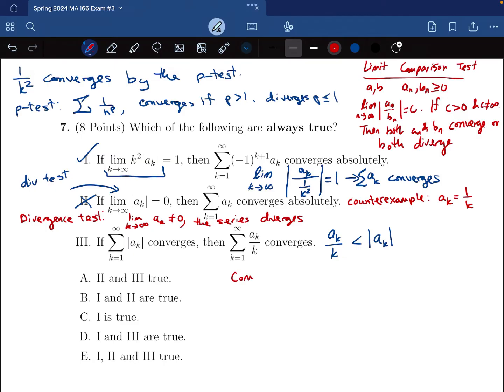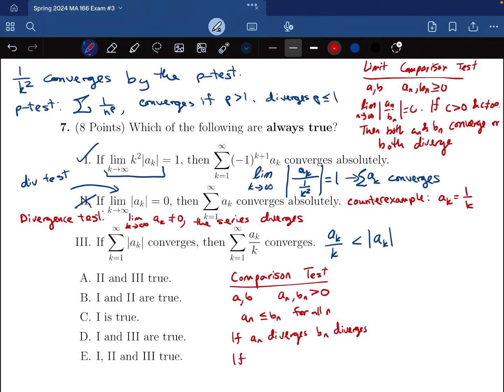We know that there is a test comparing two series, which is called the comparison test. Suppose we have a_n and b_n, and all terms in the series have to be greater than 0. If a_n is less than or equal to b_n for all n, then if a_n diverges, b_n diverges too, and if b_n converges, a_n converges too.